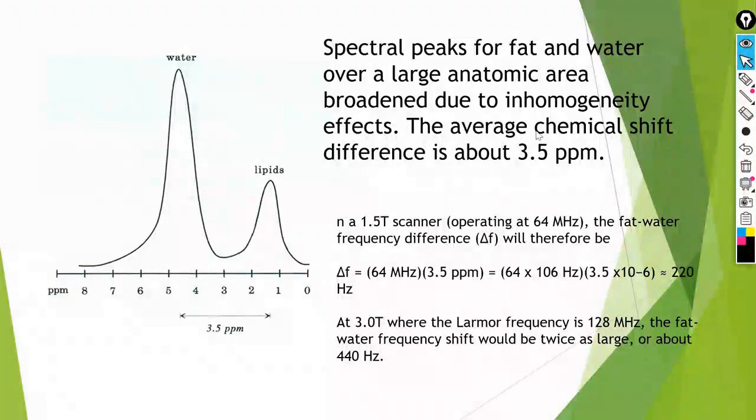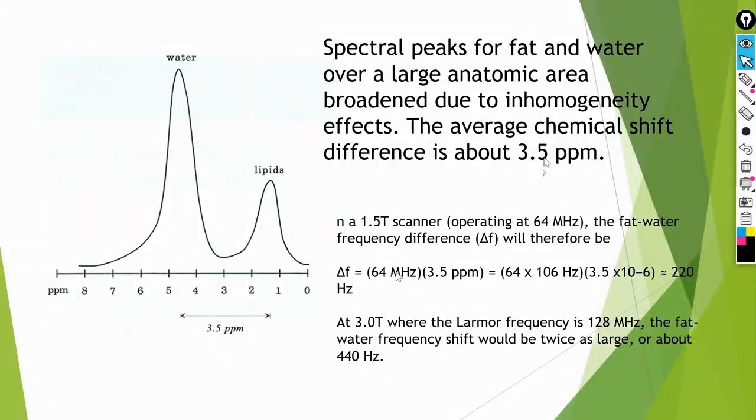What does that mean? It means on this scale, the frequency of the lipids here is, for example, 1.5, and the high scale is 5. So the difference between 1.5 and 5 is 3.5 parts per million. This is the difference between the peak of the lipids and water. This difference of 3.5 parts per million, when multiplied by 64 megahertz.